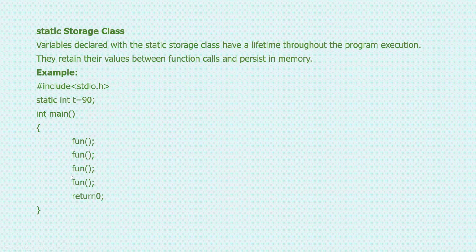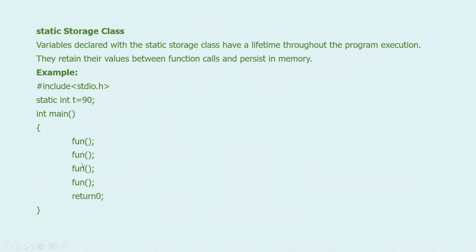Next is the static storage class. Variables declared with the static storage class have a lifetime throughout the program execution. That is, whenever we call the function again and again, the same value will be retained in that memory. If the value is updated, that updated value can be seen the next time we call the function.